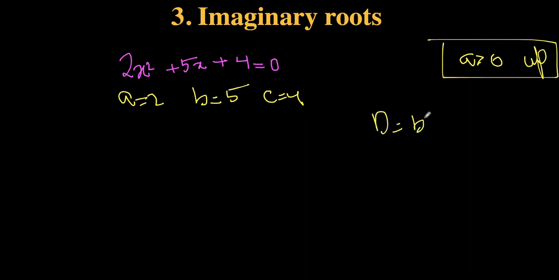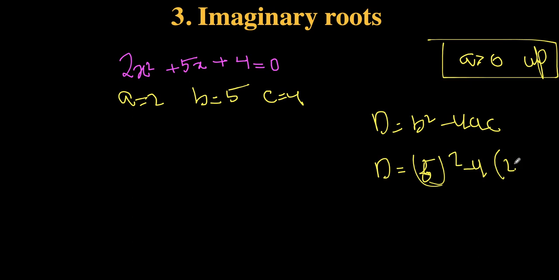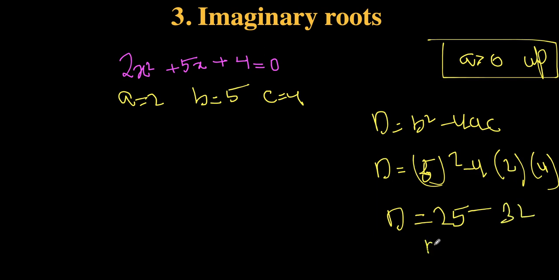So d is equal to b square minus 4ac. What is b? b is 5, so 5 whole square minus 4, a is 2, and c is 4. So let's solve this. d is equal to 25 minus, and if you solve this, 4 times 2 is 8, and 8 times 4 is 32. So you are getting d is equal to minus 7. Here your discriminant is negative, which means you are getting imaginary roots.